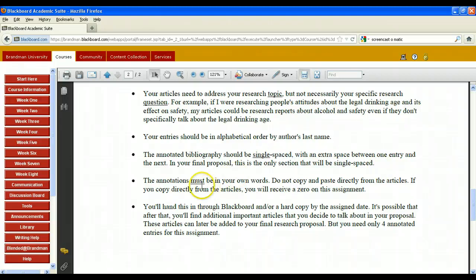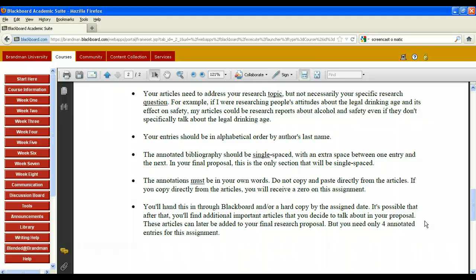Again, the annotations must be in your own words. Do not copy and paste directly from the articles. If you do, you have committed plagiarism, which we've talked about, and you will receive a 0 on this assignment. You will hand this assignment in through Blackboard, and no hard copy. That's left over in the previous instructions, but just submit it through Blackboard, no hard copy.